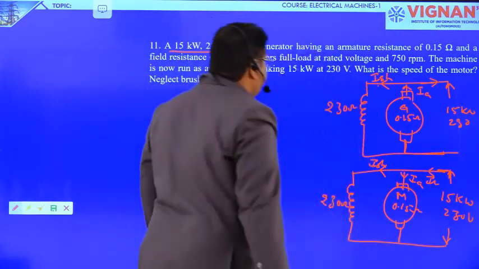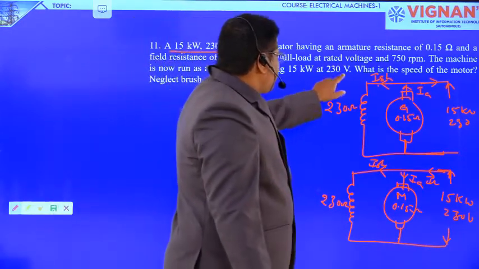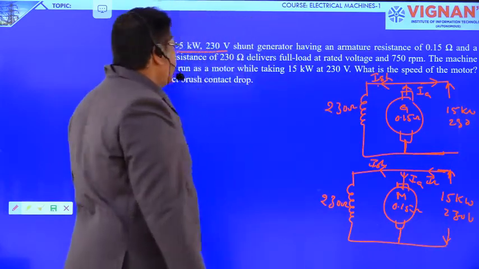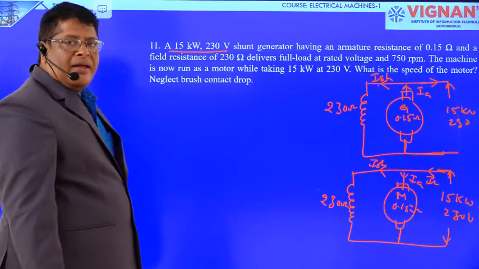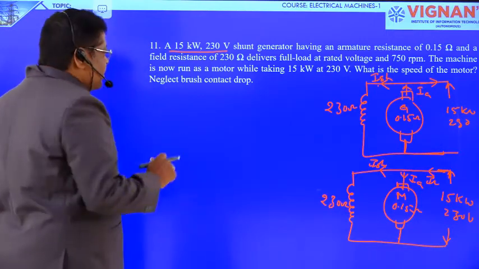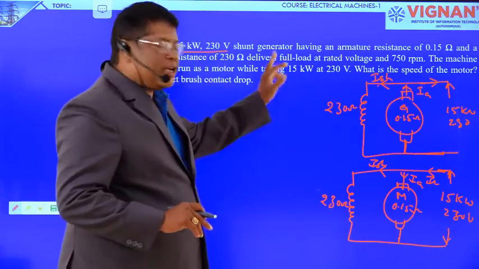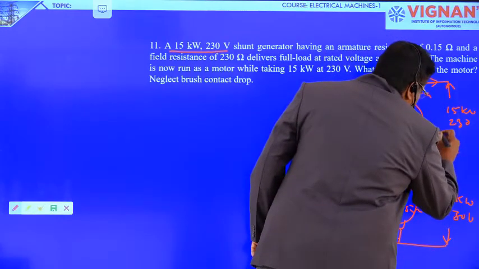They asked us to find out, while taking this much power and load, what is the speed of the motor? Neglect the brush voltage drop. So in this case, as a generator, how much speed is it rotating at? It is given, that is 750 rpm.